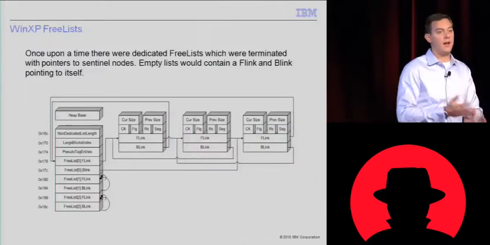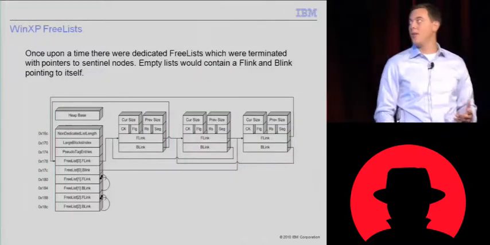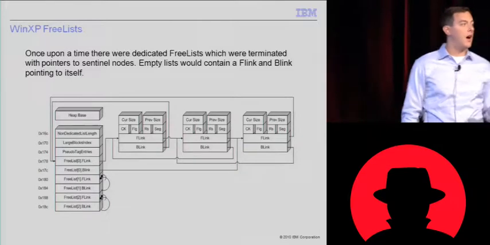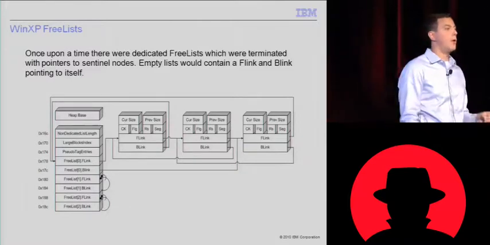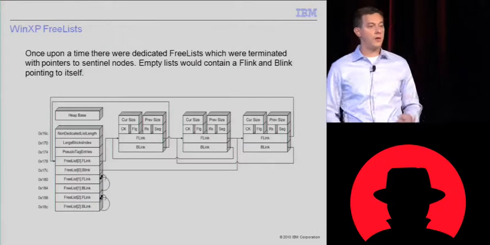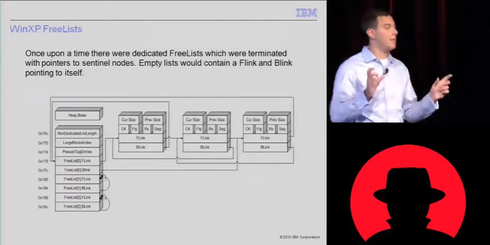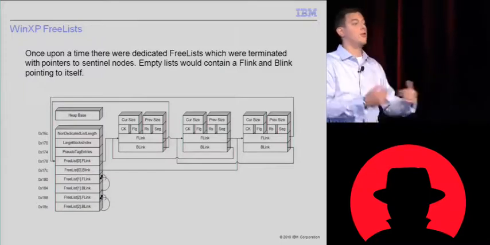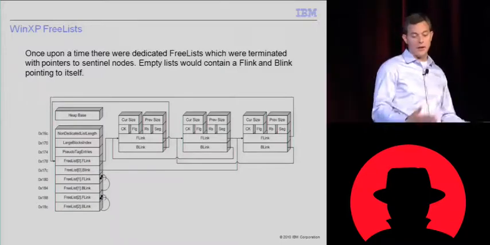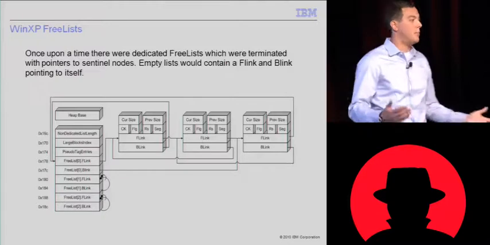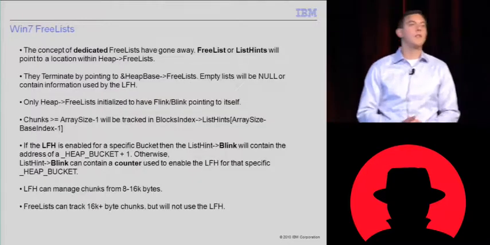Back a long time ago, right, there were free lists and they were dedicated. That is, a dedicated free list would only hold chunks of a certain size, no greater, no less. If they were empty, they would actually have the forward link and backlink pointer pointing back to the Sentinel node, to themselves. And that would denote that they're an empty list. These all resided on the heap base. That's no longer the case anymore.